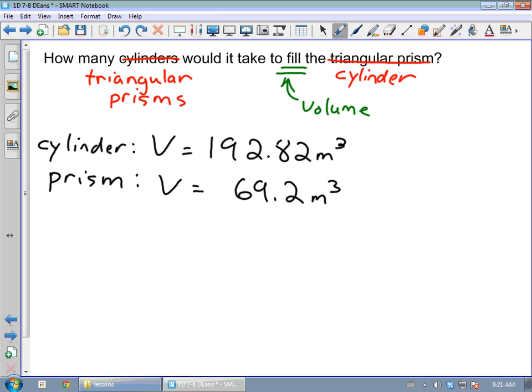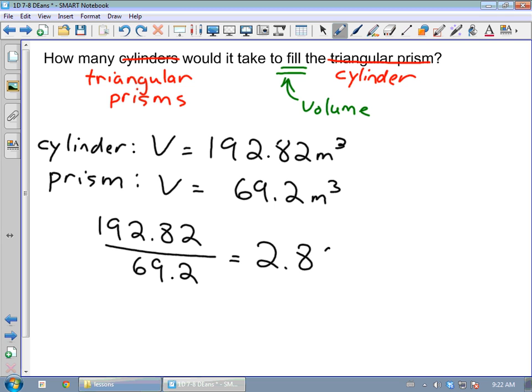Now if we're talking about how many times this triangular prism goes into this cylinder, we want to divide the two of them. We want to take our bigger one, our cylinder, and divide it by the smaller one, our prism. This is how many times our prism goes into our cylinder. We punch this into our calculator, and I get 2.86.